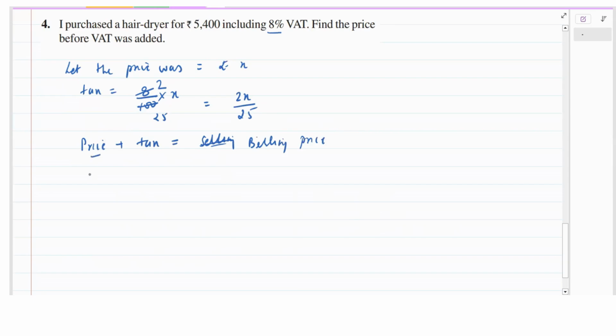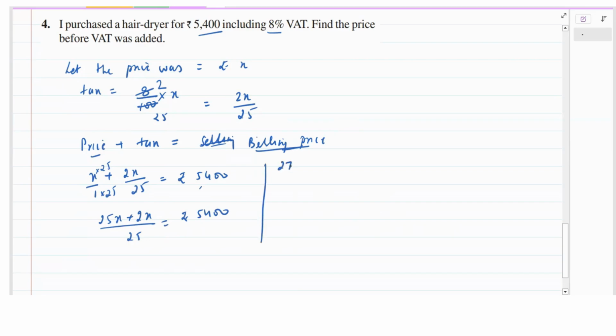Price is how much? X. Tax is how much? 2x upon 25. But the billing price, they have given, is rupees 5400. Again, take LCM. So x needs to be multiplied by 25, and the numerator into the denominator to make the denominator equal. And then rupees 5400. We can calculate it. That is 27x upon 25 is 5400. From here, we can calculate x.